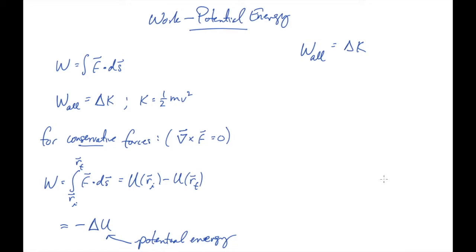Suppose we had an object that was moving around some path and there were several forces acting on it. There could be gravity and friction and tension and any number of other things. I want to separate now the work done by all forces into two bits. I want to separate it into the work done by conservative forces, the ones that this applies to, plus the work done by so-called other forces.